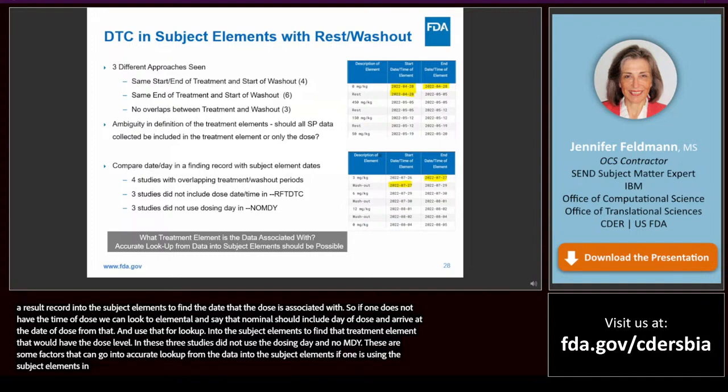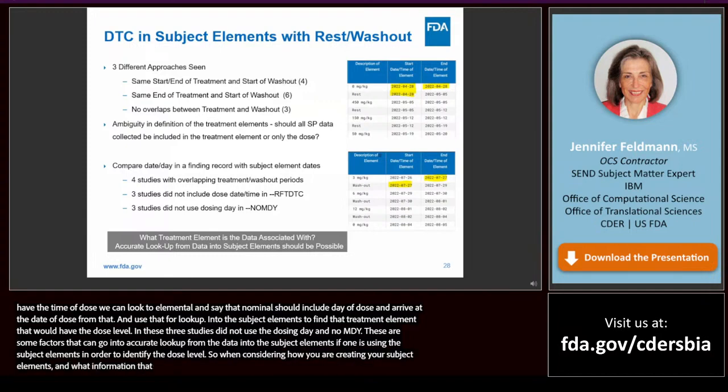So when considering how you're creating your subject elements and what information you're populating in your finding records, think about how a computer or a person would go from that finding data into the subject elements to find that dose level.